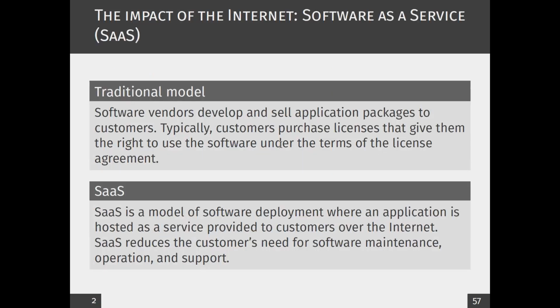Now, having said that, let's look at some of the models available nowadays. With the internet and the service provider models, many things came into the picture. The first one that we can talk about is that software is now available as a service. We say software as a service. Traditionally, vendors used to develop and sell packages, and we used to get a license. The license gave us the opportunity to use their software for a limited time.